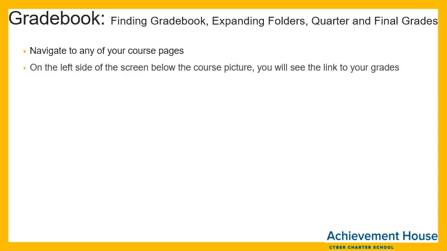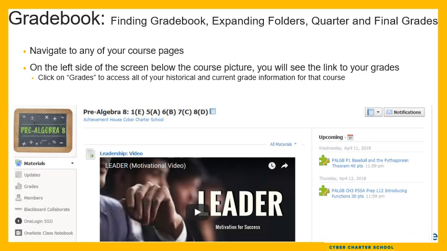To find your gradebook, navigate to any of your course pages, and on the left-hand side of the screen, below the course picture, you'll see a link to your grades. Clicking on Grades will allow you to access all of your historical and current grade information for that course. The Grades button is shown here on the left-hand side of the screen, just below the course picture.